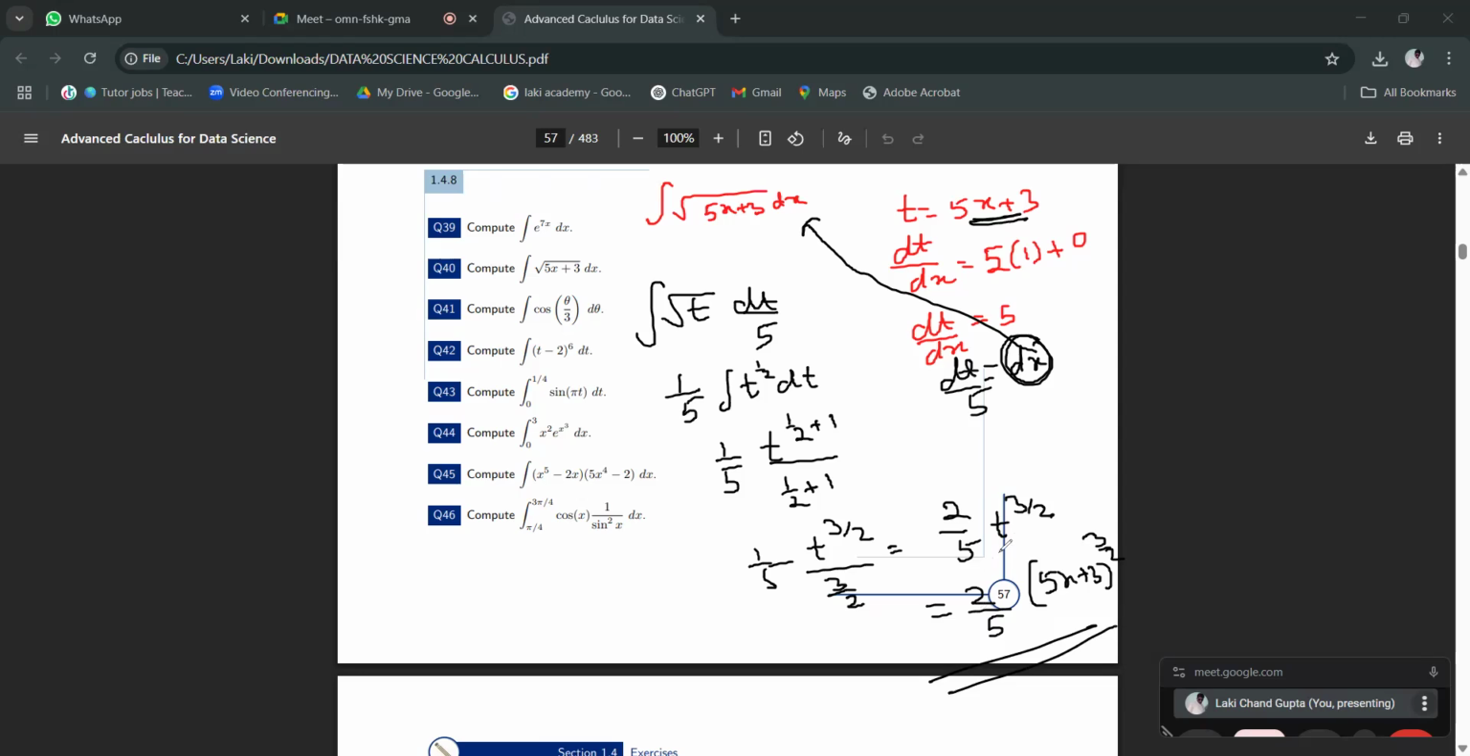One more thing. Here 3 is there, right? So 3 into 5 becomes 15. This is your answer.